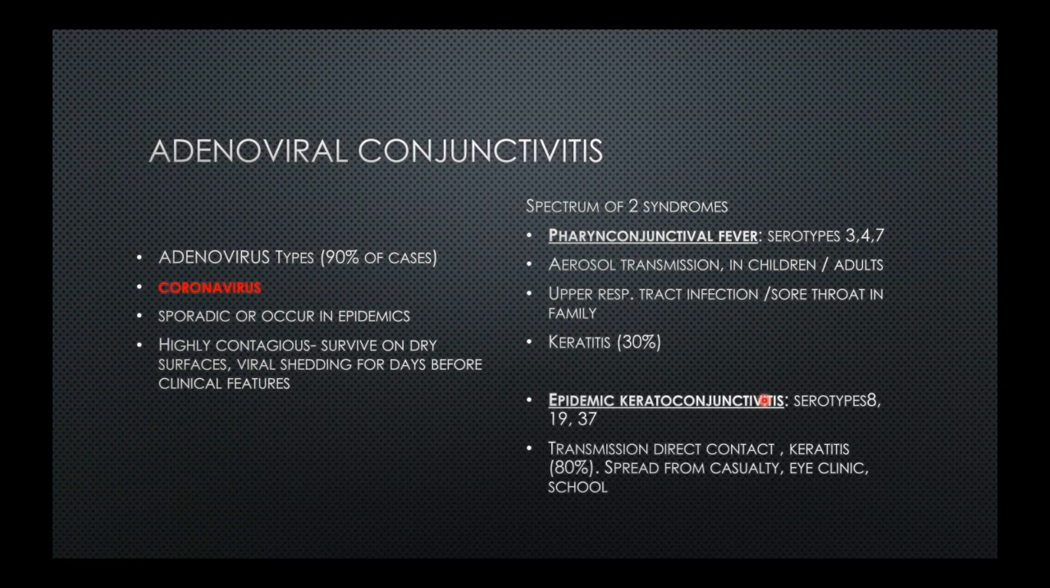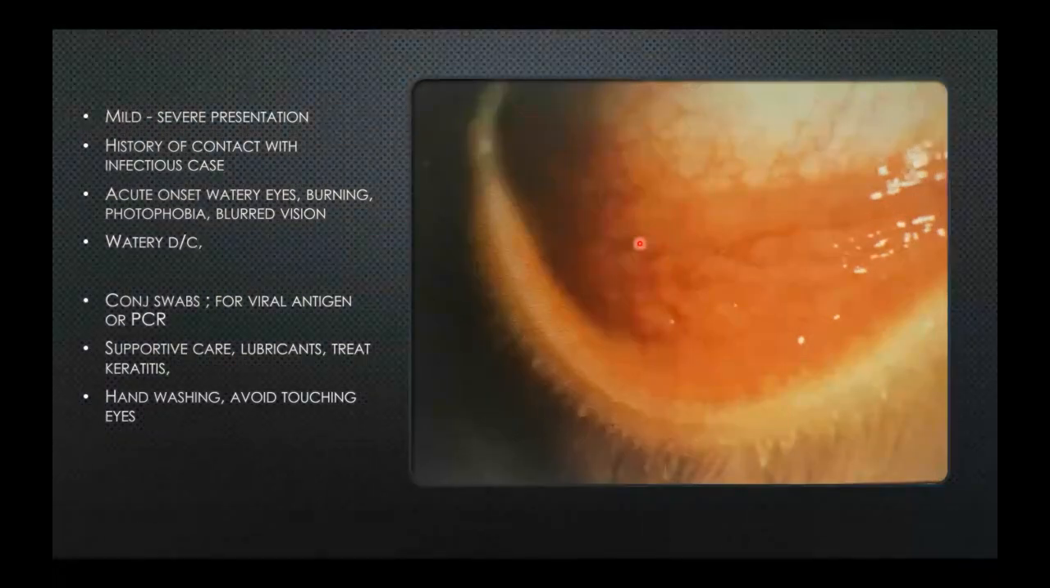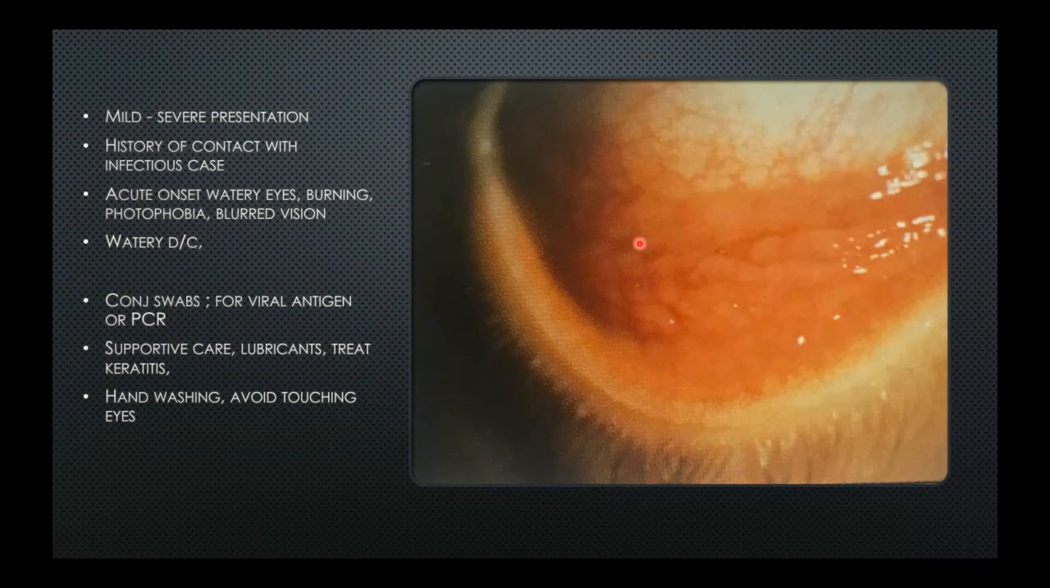All right. So when it comes to viral conjunctivitis, examining the eye is a bit different. So the presentation can be anywhere from mild to severe, okay? But it's very uncomfortable. The patient will have a history of contact with an infected face, and they'll start with an acute onset of watery eyes. They'll describe a lot of burning, a lot of photophobia, and depending on how watery the eyes are and how much discharge they have, they can actually have a blurring of their vision.